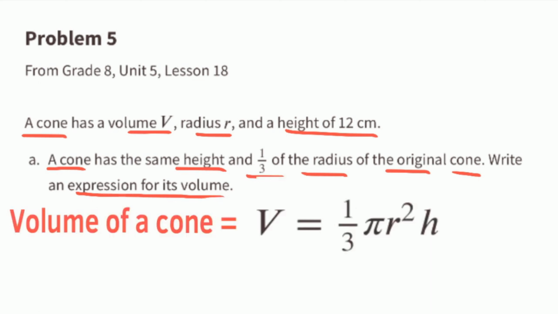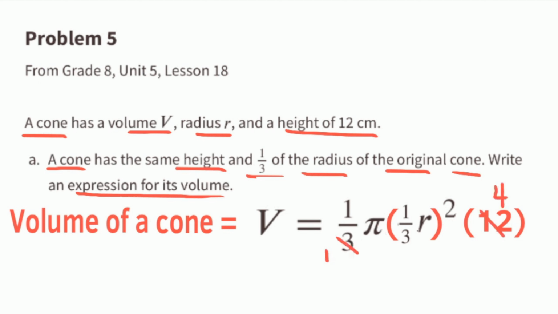The formula for the volume of a cone is V equals 1/3 pi times r squared times its height. In this problem, there are two cones. There's the original cone, and there's a cone that has the same height and 1/3 of the radius of the original cone. We can use this formula to help us. We can insert the 1/3 of the radius, and we can substitute the h with the 12 centimeters for the height. The order of multiplication doesn't matter, so we can do 1/3 of 12.